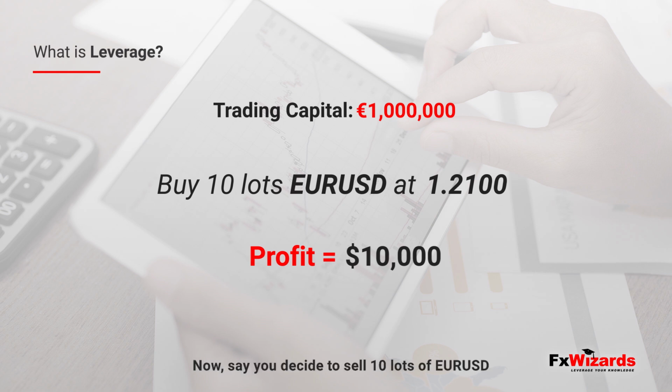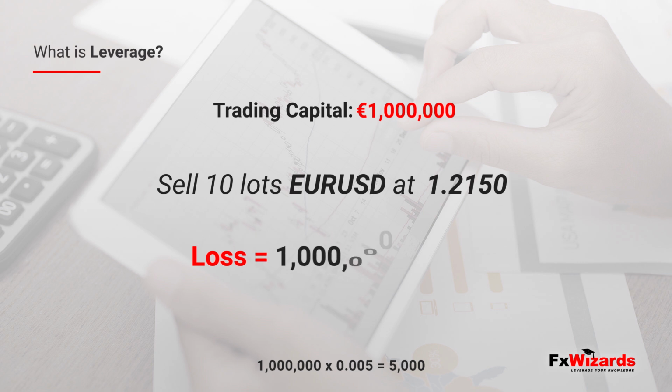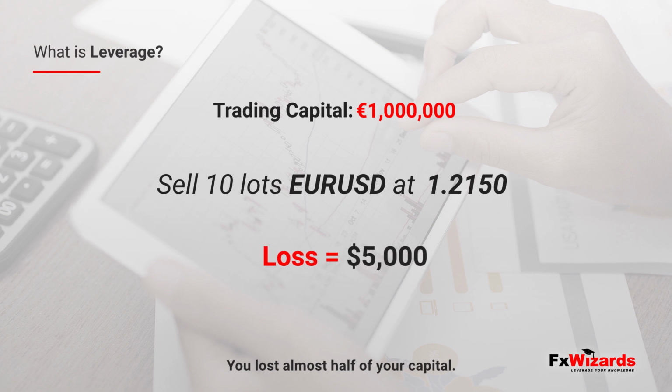Now, say you decide to sell 10 lots of EUR/USD at 1.22, but unfortunately the exchange rate falls and you eventually close the trade 50 pips lower at 1.2150. You made a loss of 1 million times 0.05, which equals $5,000. You lost almost half of your capital.